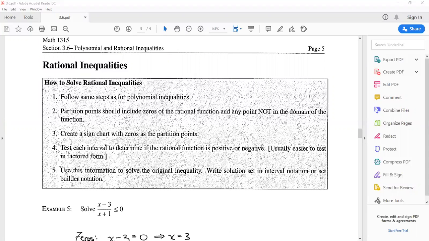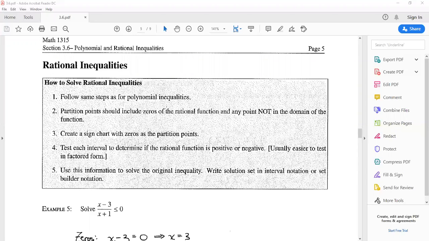All right, everybody. So we have just learned about polynomial inequalities, where we have a polynomial on one side of an inequality. Now we'd like to do the same thing, but for rational functions. And the steps are pretty much the same, except now, instead of finding just the zeros of the function at hand, we'll find the zeros as well as any point not in the domain.